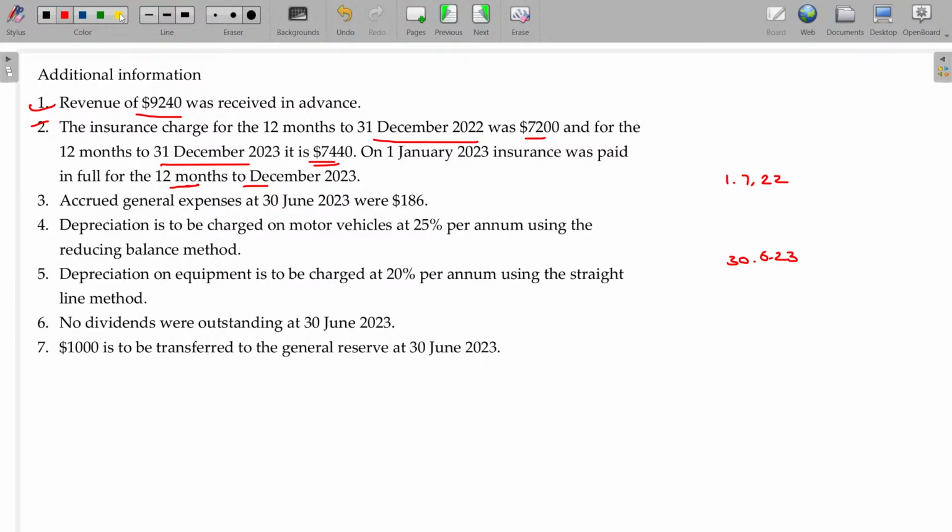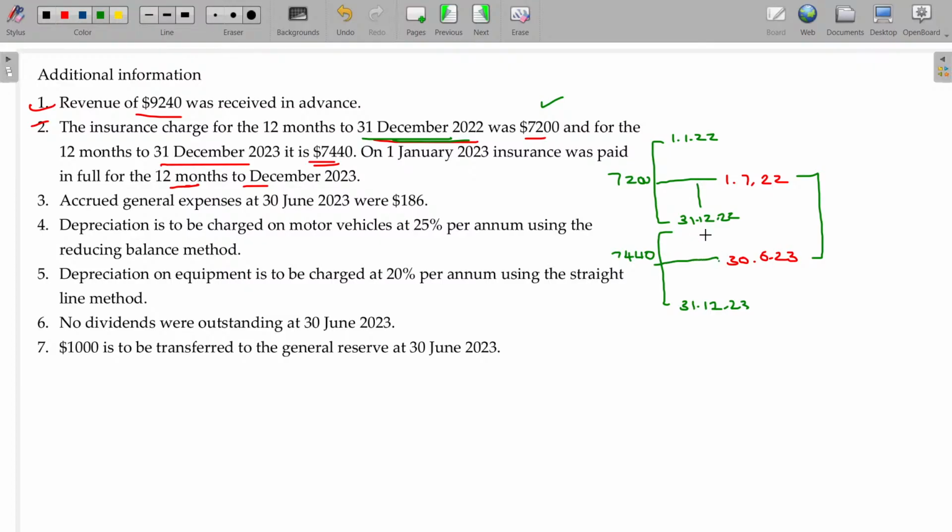The insurance charges for the 12 months 1/1/22 to 31st December 22, the insurance charges for this period being 7,200. And for the 12 months to 31st December 23, for this period, 7,440. Now we have to find out the insurance amount for this period only.